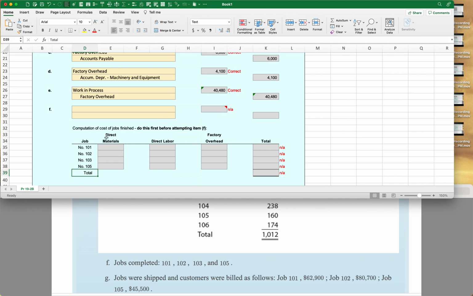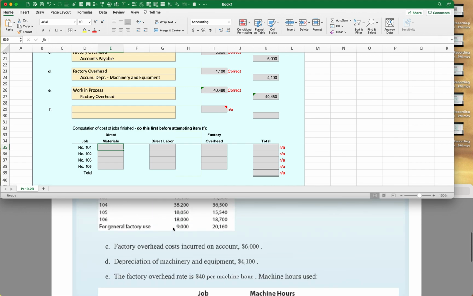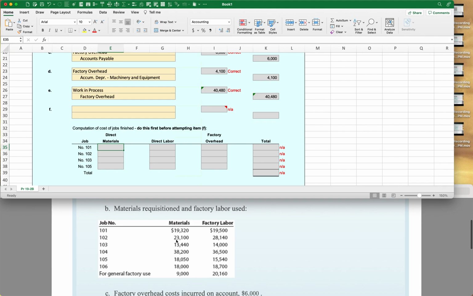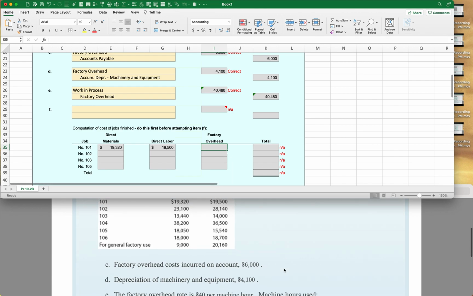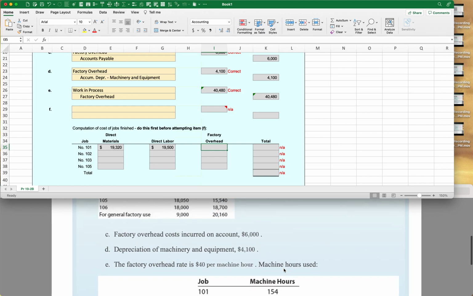Okay, so they want us to determine the direct materials for job 101. Gee, where have I seen that before? That was up here, folks, in the materials section, and that's all they're looking for, direct materials for job 101. I'm just going to jot that down here. Direct labor, they also gave us that. And they wanted us to now compute the factory overhead, which we now know can be recorded as $40 per hour times 154 hours for job 101.